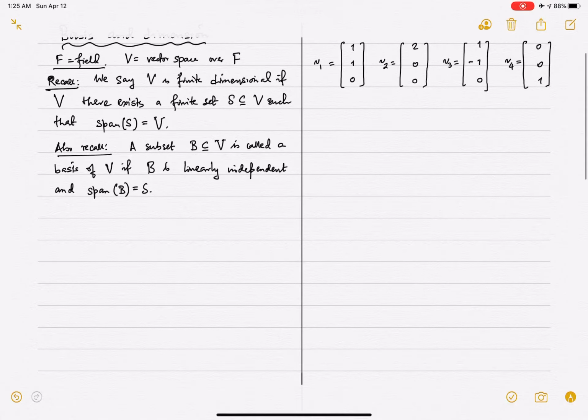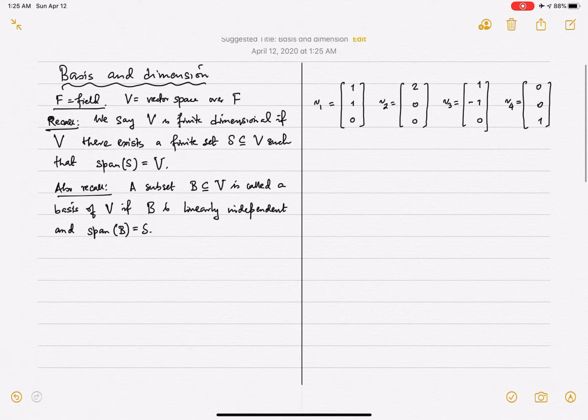V is a vector space over the field F, meaning there is an operation called vector addition from V cross V to V, and there is an operation from F cross V to V called scalar multiplication. If you give me an element from F and an element from V, I can get a vector in V again by multiplying alpha and v, called scalar multiplication. And they satisfy the usual axioms.